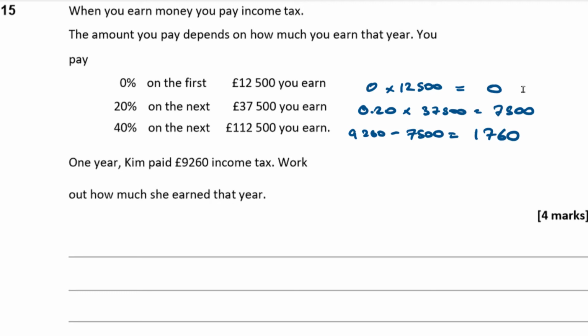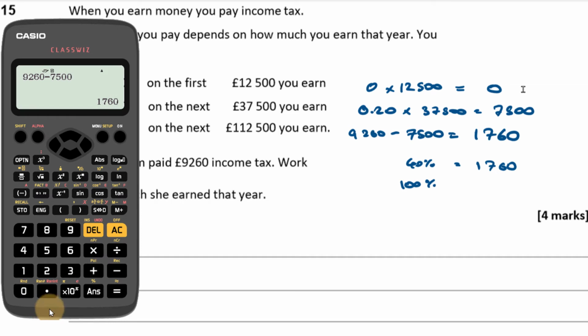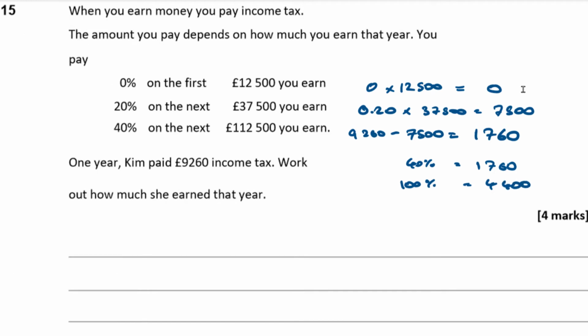We need to do an inverse percentage here, don't we? So if 40% of her money is equal to 1,760, then for 100% of that band, you're going to have to divide by 40 times by 100, aren't you? So divide by 40 times by 100, that's £4,400 that she must have paid 40% on, so she ended up paying 1,760, so she ended up paying 9,260 altogether.